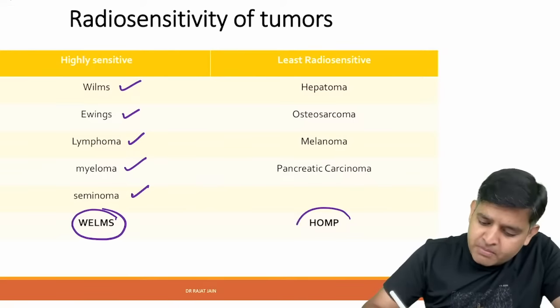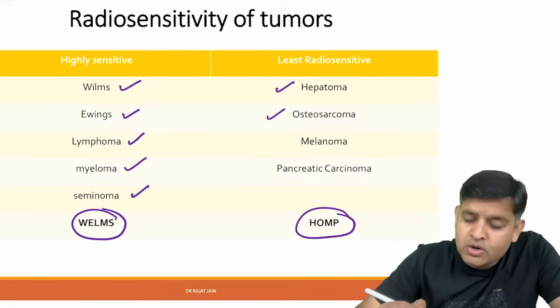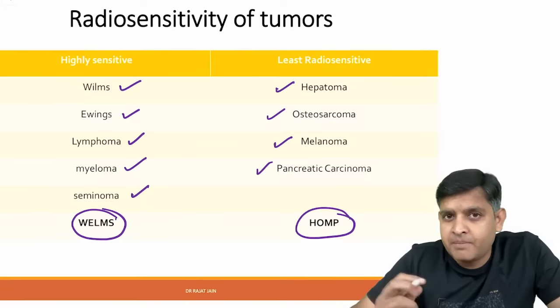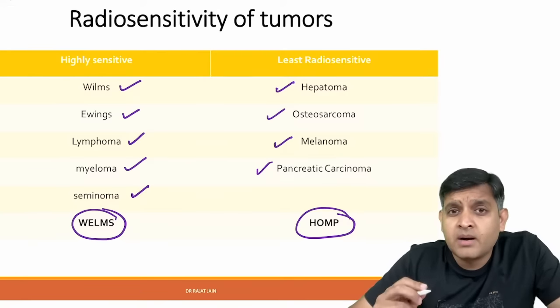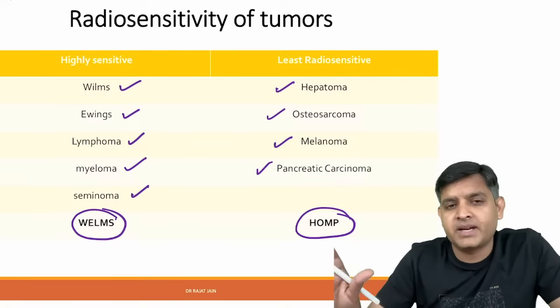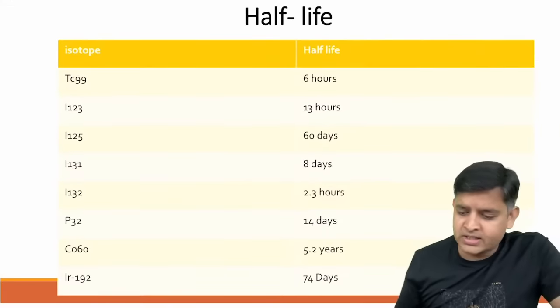Least sensitive, just remember it with a mnemonic, HOM. Hepatoma, osteosarcoma, melanoma, and pancreatic carcinoma. Rest all are intermediate. And this is the last list.